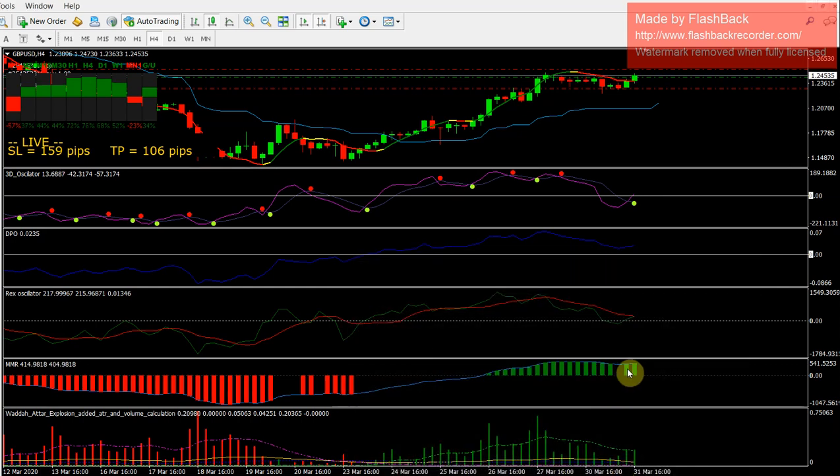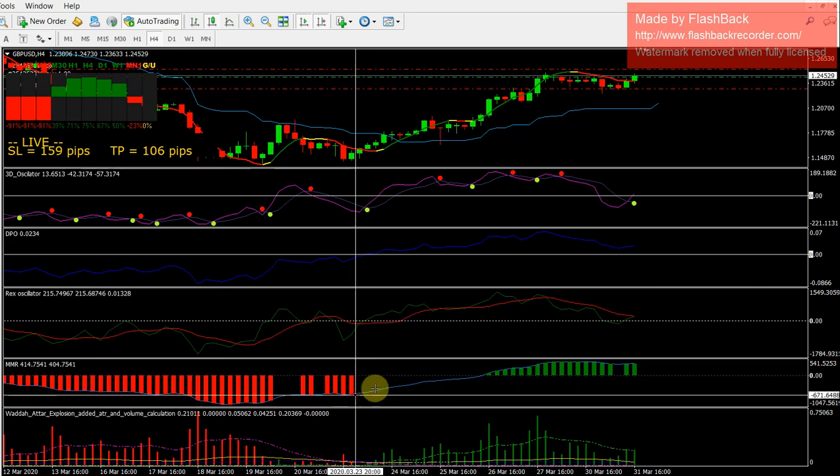Then we have an MMR. I'm not really sure what that MMR stands for. I have to double check a bit more on that, but what I can tell you is that whenever you see the green lines start to form here above the zero line, that means the trend is going up, and whenever you see the gap in between, it's a reversal from the downtrend to the uptrend.